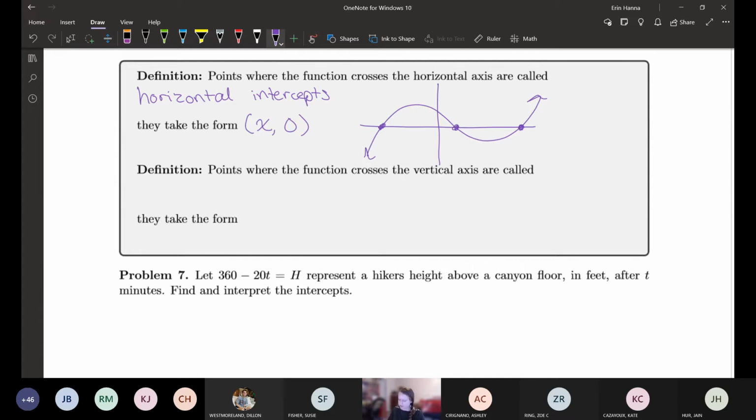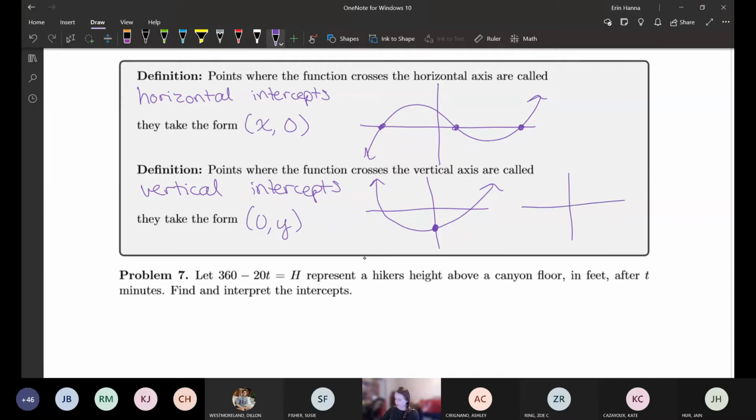And similarly, where a function crosses the vertical axis, it's going to be called the vertical intercept. Those are going to take the form 0 comma y, and some other random value where it crosses the vertical axis. With the vertical intercepts, most people think of them as y-intercepts. There's only going to be one of them because otherwise it wouldn't be a function. Remember, a function has only one output per input. If you had two y-intercepts, that would mean that at x equals 0 you had two outputs, which would be bad.